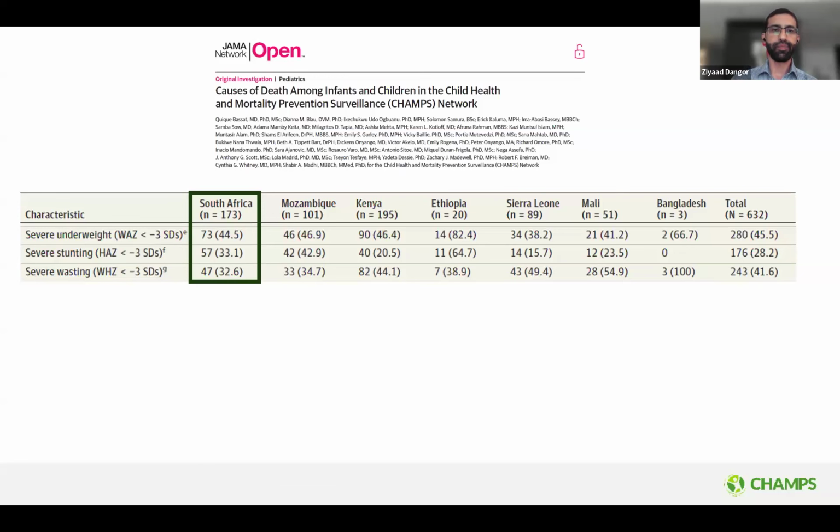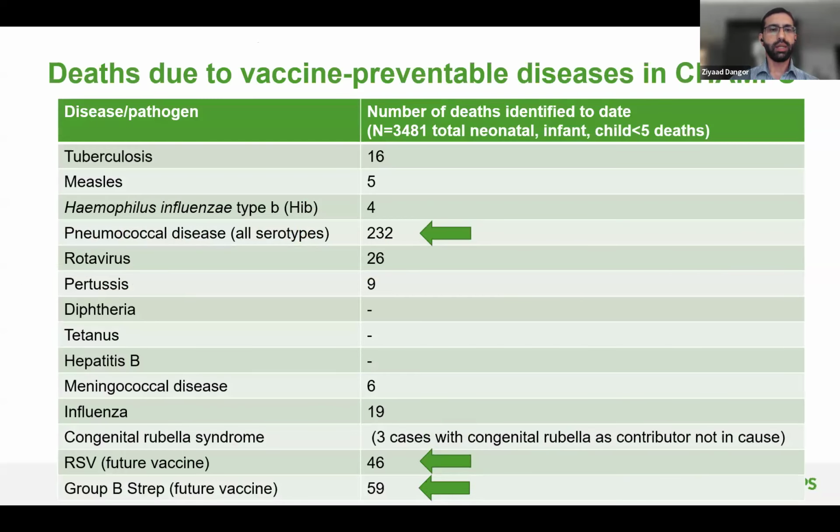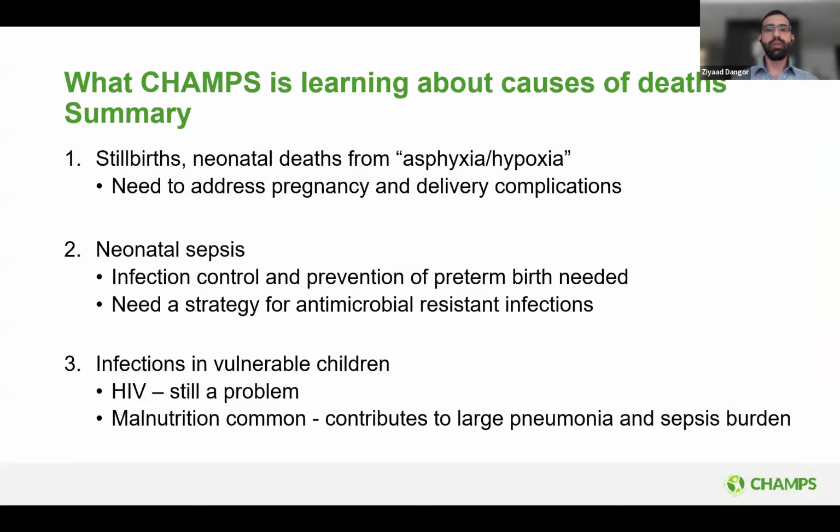And when we talk about vaccine preventable diseases, the point I've highlighted is that pneumococcal disease is still causing death, even though we know that there is a vaccine. And I accept that there may be serotypes that are not in the vaccine, but it is concerning that pneumococcus still plagues us. Hopefully, looking to the future with the RSV and the Group B strep vaccines, those numbers will also come down. So what are some of the learnings from CHAMPS?